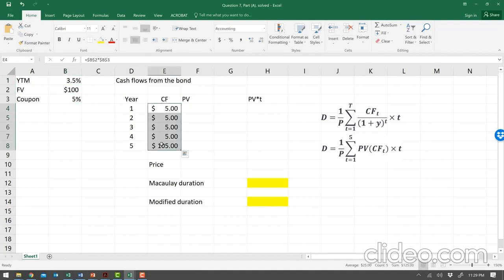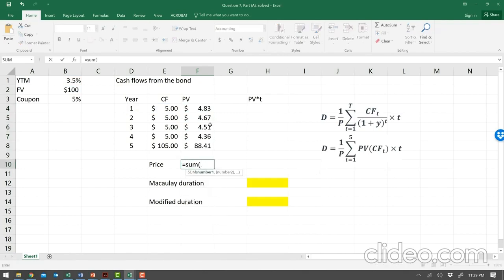Here we have the cash flows that we get from this bond. The first step is that I need to compute its price. So I will compute the present value of these cash flows. We have already done this calculation several times. If I compute the present value for each of these 5 payments and add them up, this will be the price of the bond.